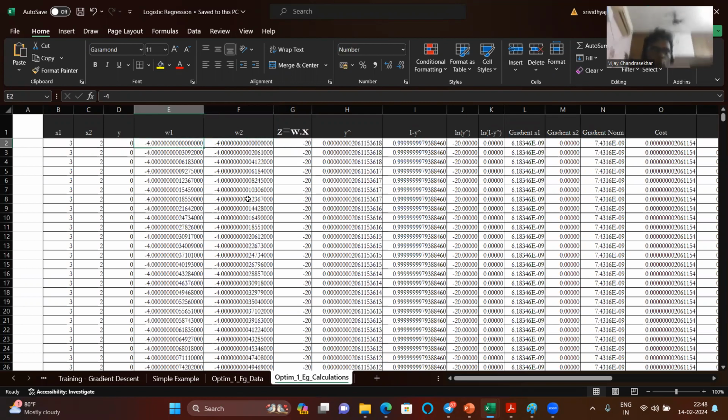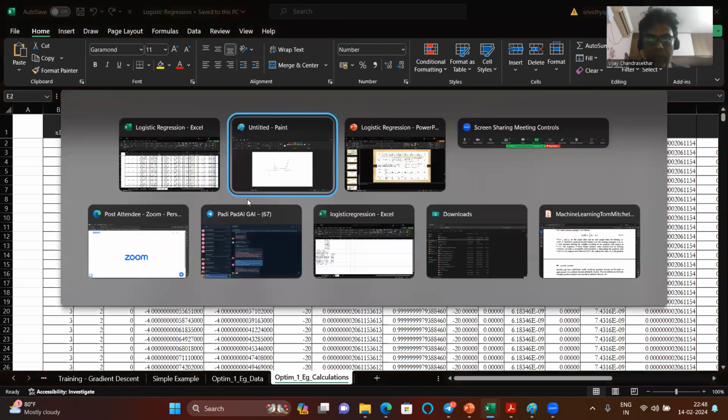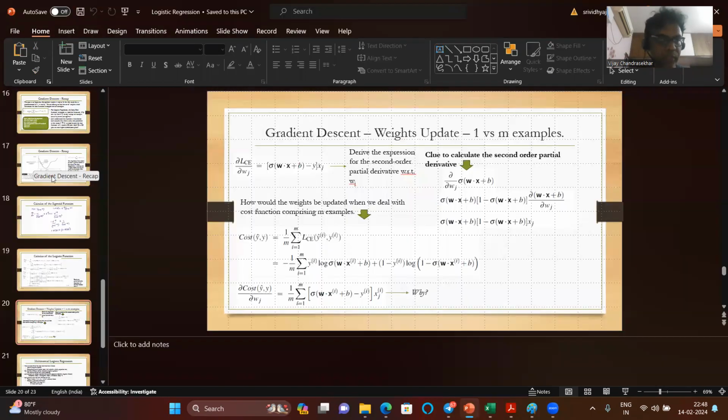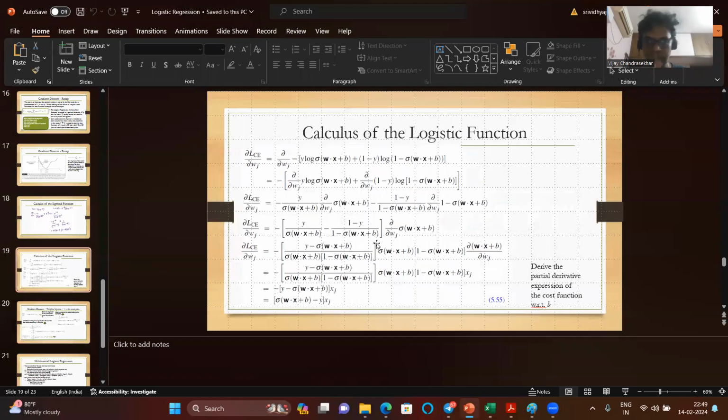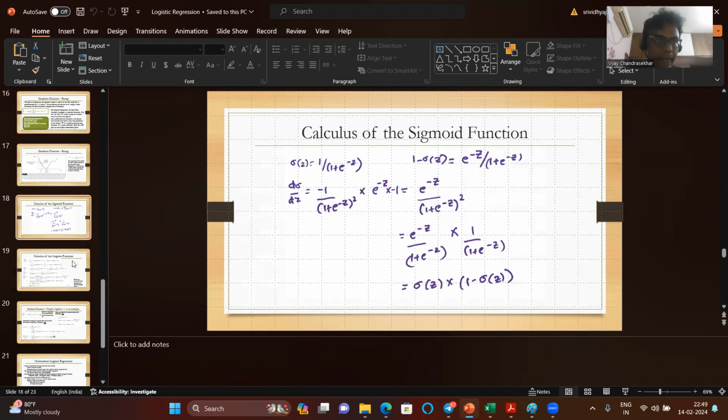Can somebody tell me what would z be? Let's go back to our understanding of the cost function. Here we go. This was the cost function that we were optimizing, correct? Right? Okay, now what is z? We derived it here, by the way. So what is z?